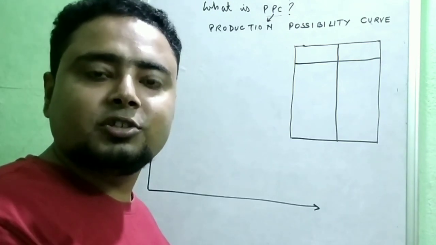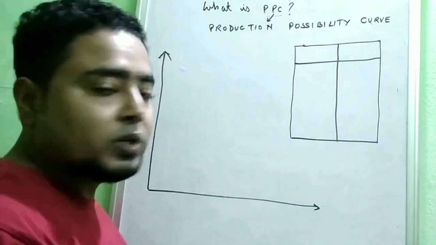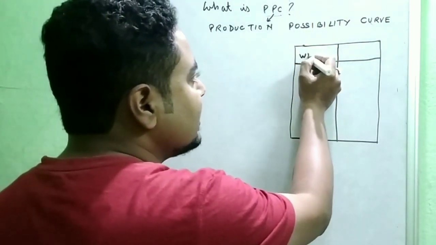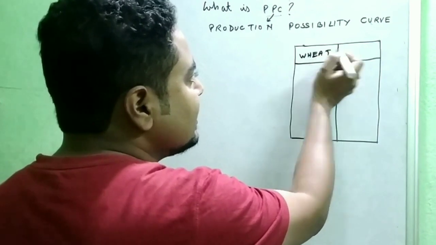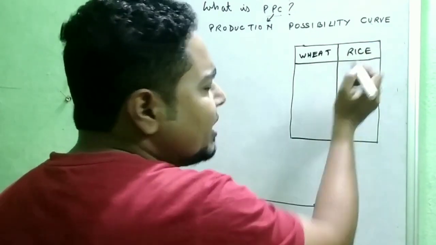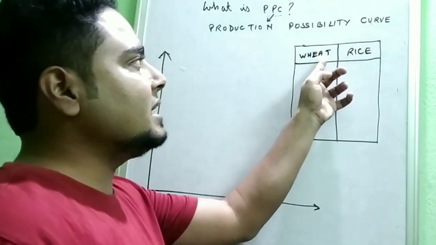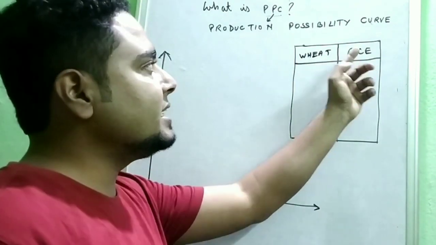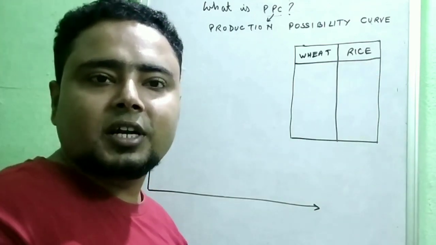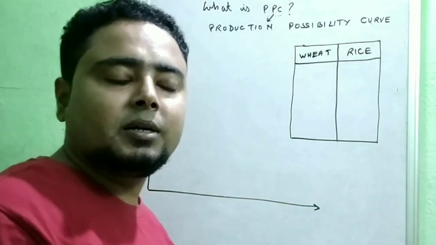Remember, I am telling you 10 acres. So let us take two examples. First of all, let us take wheat, and the other, let's take rice. You can produce any item in a given land. Your example can differ from my example. I have taken wheat and rice. You can take tea and coffee or any other product which can be produced in a given plot of land.